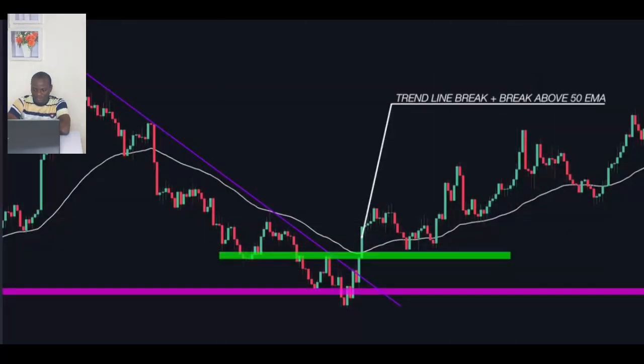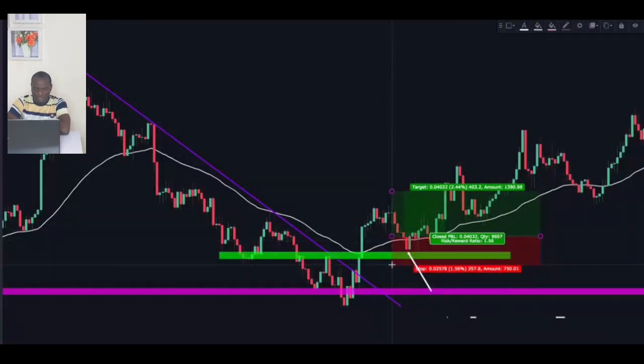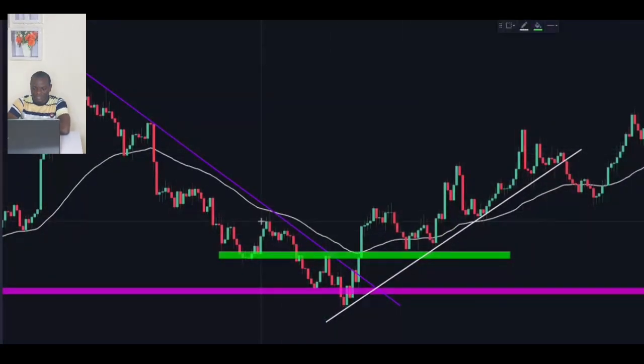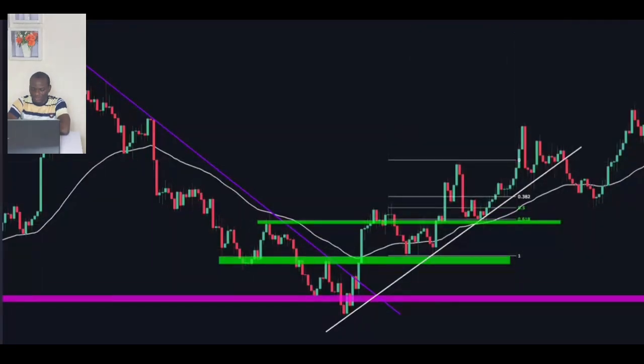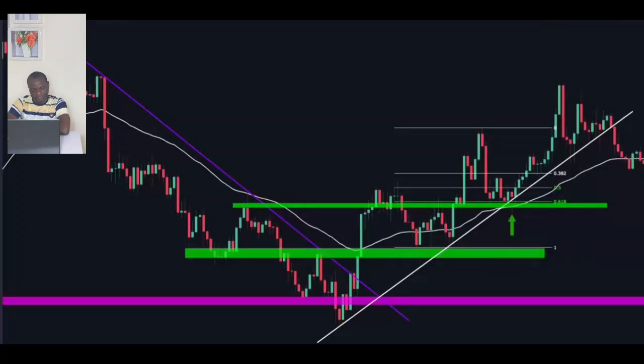Price then retraces back to minor support plus the 50 EMA, also forming a clear inverse head and shoulders pattern, which is a bullish signal. We have another entry opportunity here as price pulls back again to the 50 EMA, the minor support level, the trend line, and the 0.618 Fibonacci retracement level. Now you can target a 1:3 risk to reward ratio.